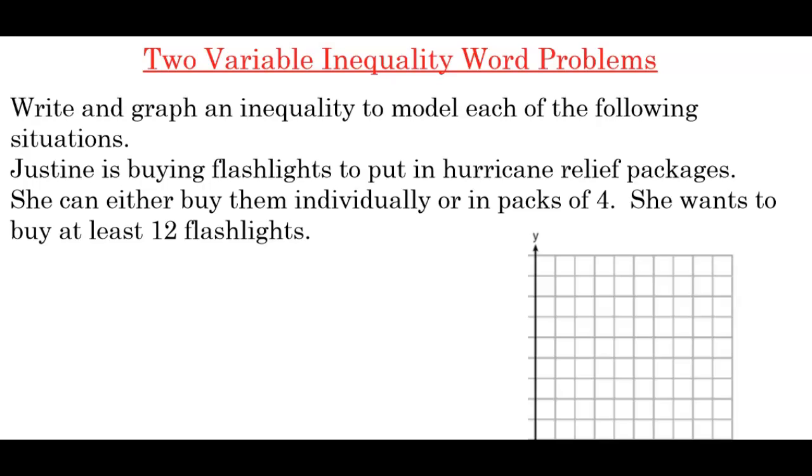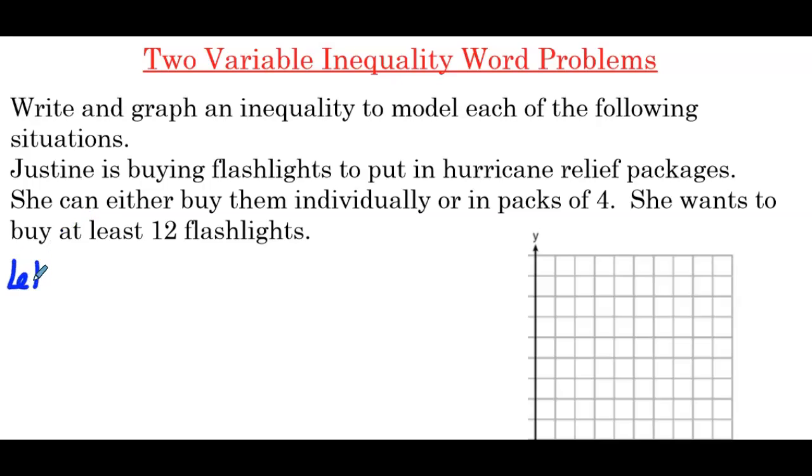First up, Justine is buying flashlights to put in hurricane relief packages. She can either buy them individually or in packs of 4. She wants to buy at least 12 flashlights. With any word problem, the first thing we need to do is define our variables.